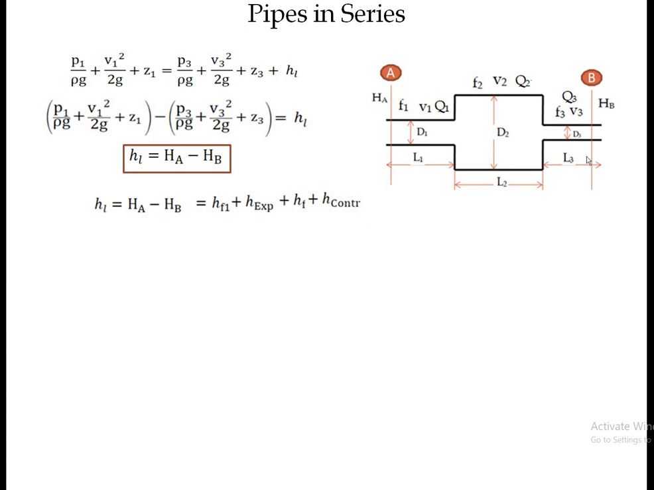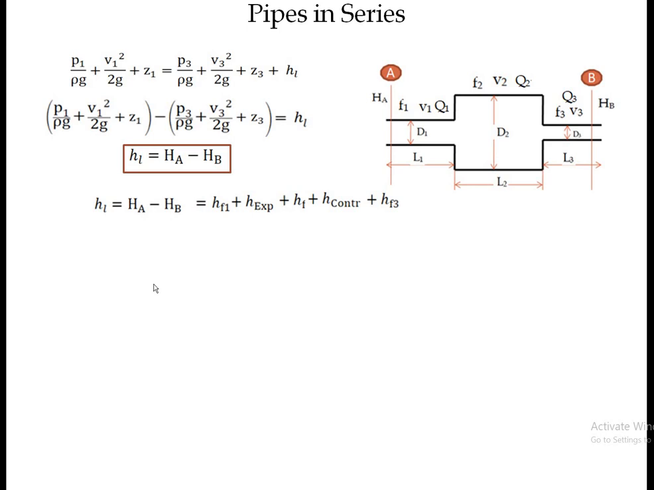So after sudden contraction, the fluid is flowing through pipe number 3, and due to friction some head loss is there, and that head loss is plus HF3. So this is the total head loss taking place when fluid is flowing from section A to section B.